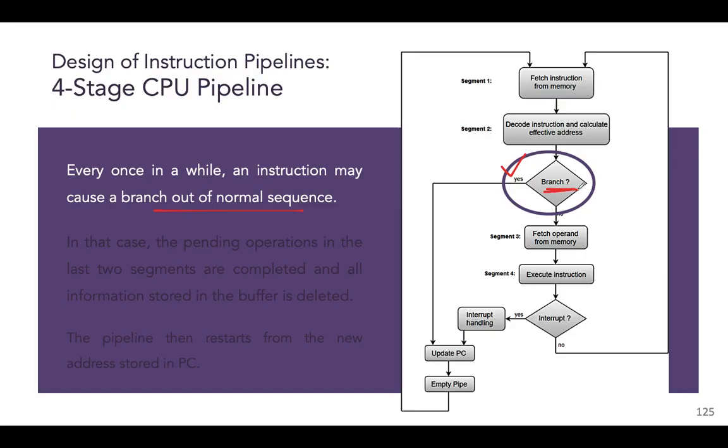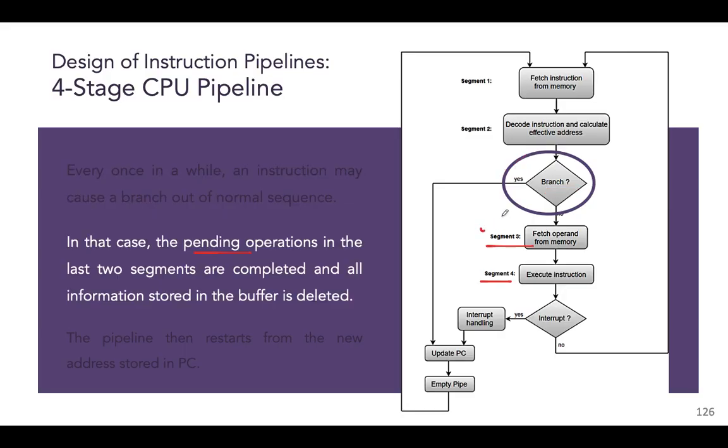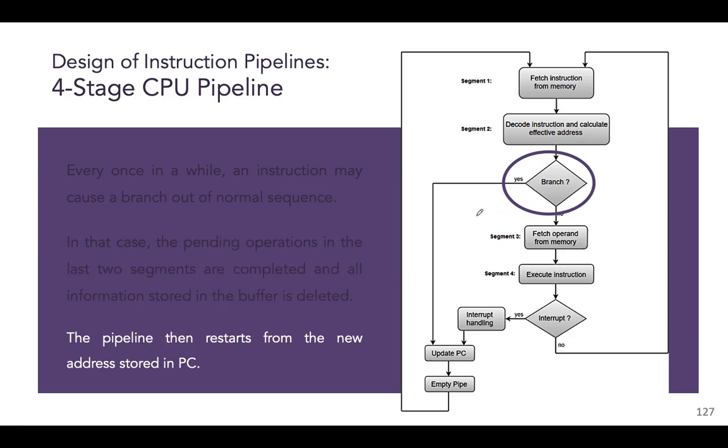So if you had previously stored any instructions in the buffer that you were going to execute next, they will not be executed anymore, so they have to be cleared out from the buffer. Whatever was in segment 3 and segment 4 also has to complete their operation, right? And then the pipeline will restart from the new address stored in your program counter.